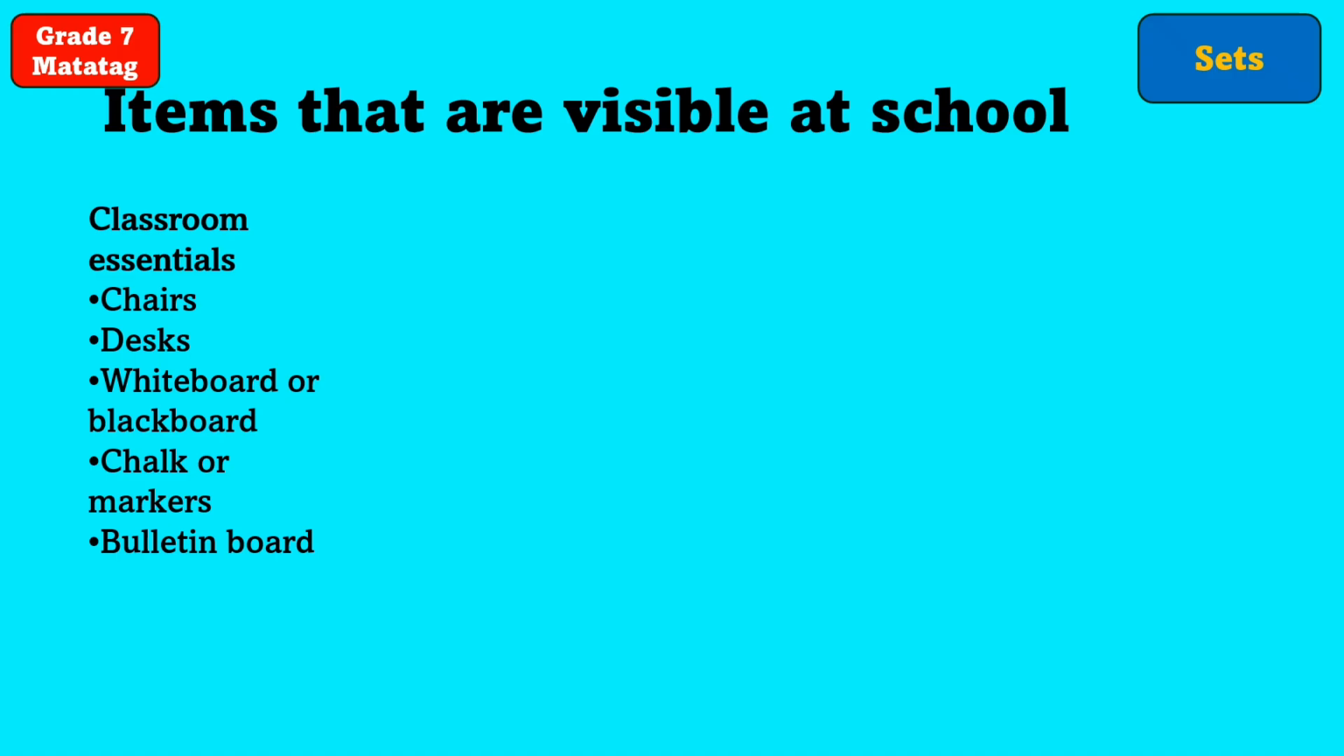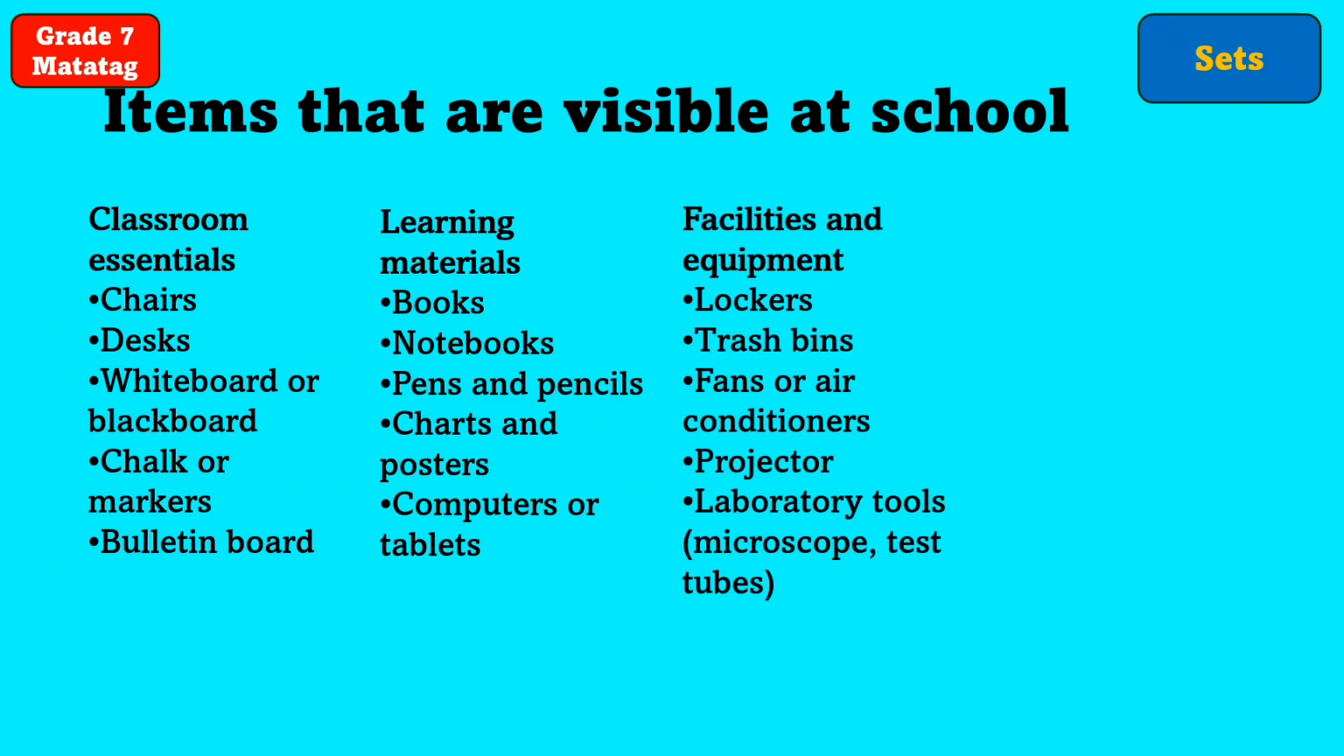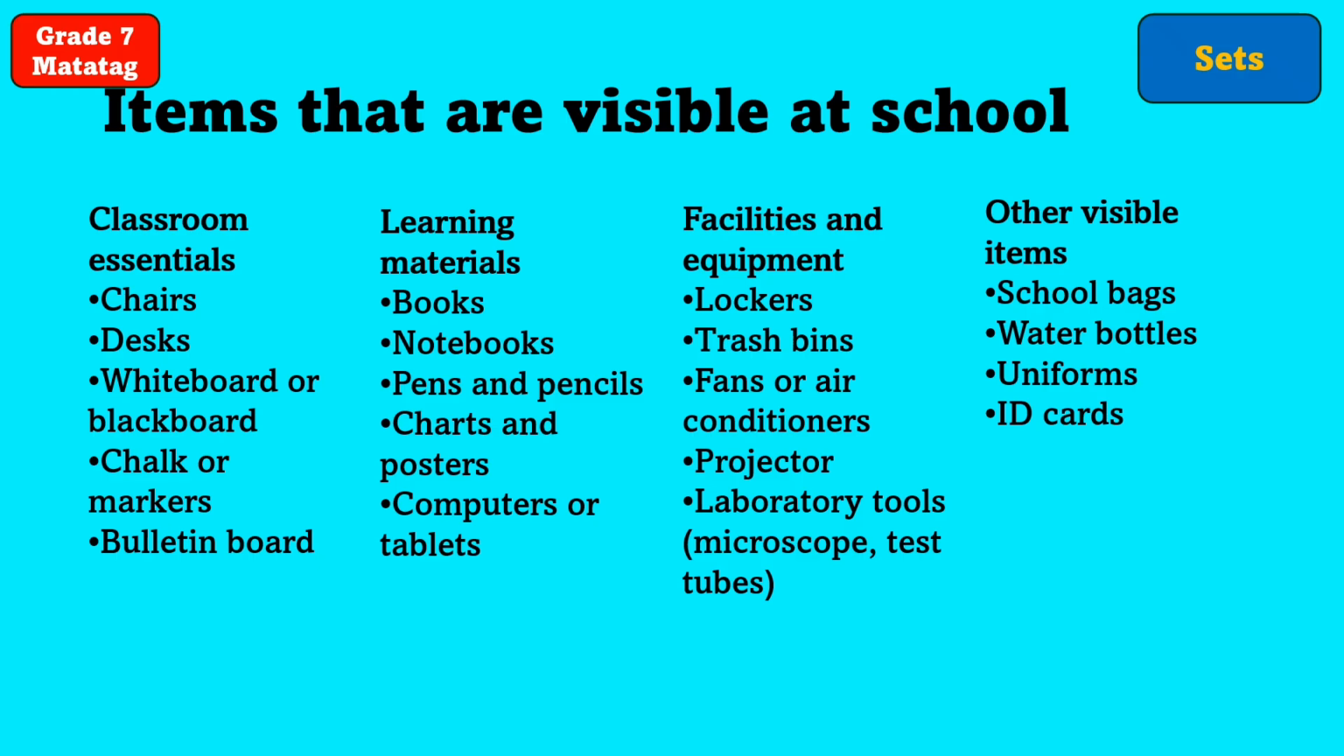And how about the items visible at school? You have these classroom essentials: chairs, desks, whiteboard or blackboard, chalk or markers, bulletin board. And for the learning materials, you have books, notebooks, pens and pencils, modules, charts and posters, computers, worksheets. And for facilities and equipment, you have lockers, trash bins, fans or air conditioners, projector, laboratory tools. And then other visible items owned by the students: school bags, water bottles, uniform, ID cards, handy fan.